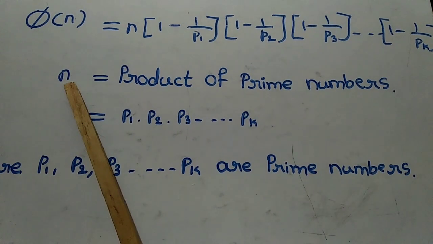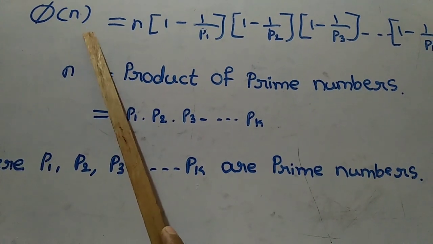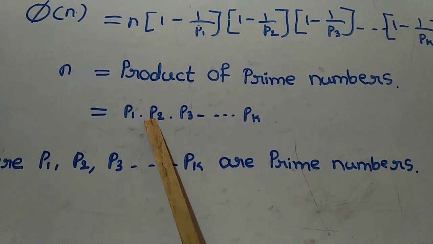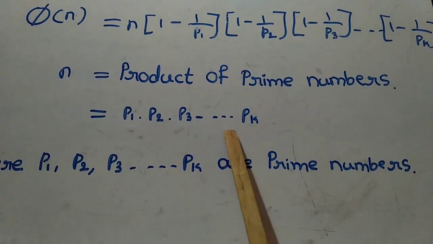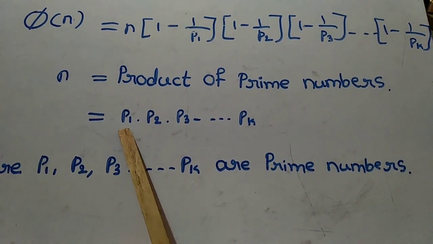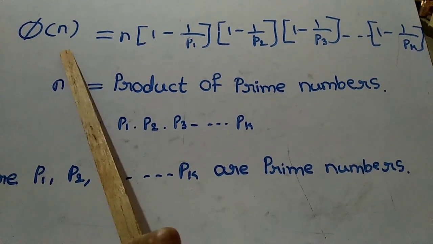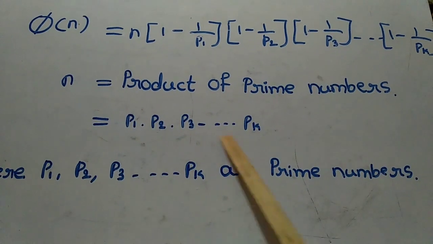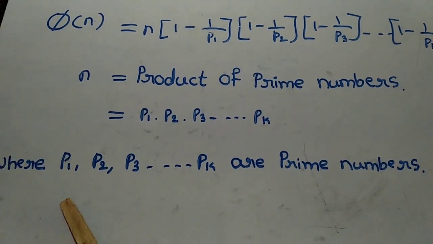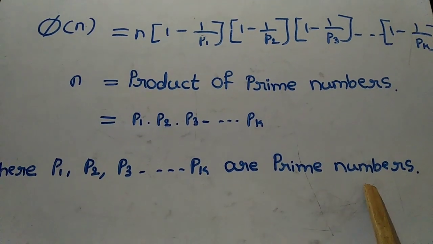So this n is the cardinality of any group. By using phi of n, we have to write n as the product of prime numbers. After that, you have to put these p1, p2, p3, and so on up to pk in this formula. You have to put all these prime numbers into this formula, then you will get your answer. Here p1, p2, p3, pk, these all are prime numbers.